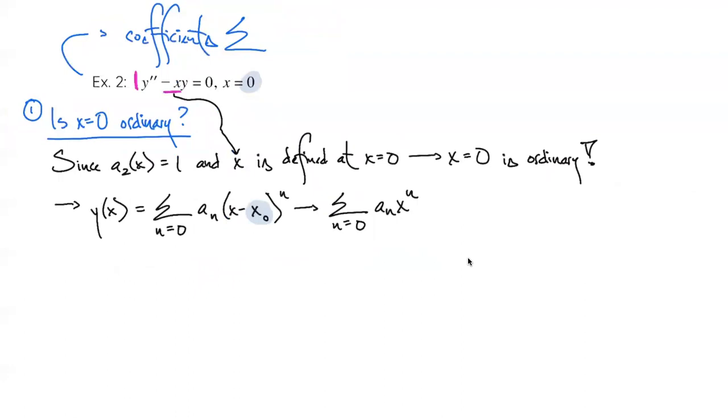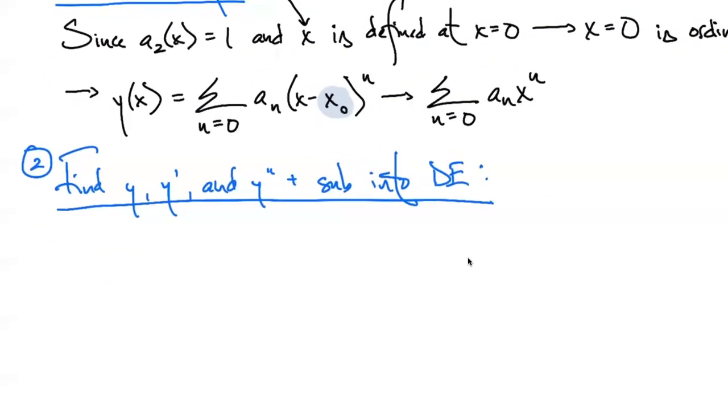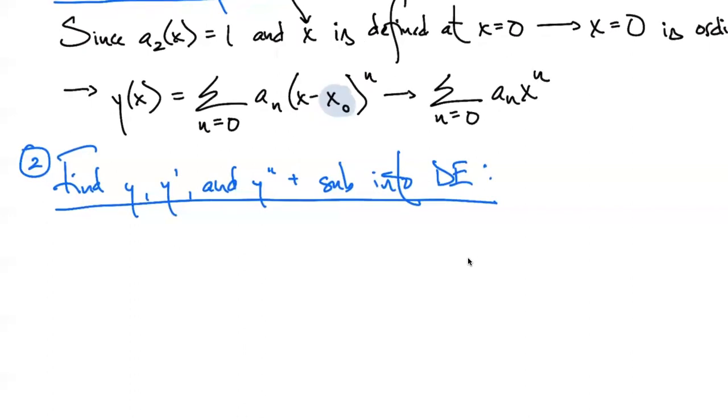All right, so after we establish that it is ordinary, then we can proceed. And we're going to proceed by finding y prime and y double prime, and subbing into our differential equation. All right, so that is a very common flow to a problem that we've seen, right? We find our y, we guess it, we find our y prime, we find our y double prime, and we sub everything into that differential equation. Only now we are finding these with series, right? And so we have our y of x equals the sum from n equals 0 of a sub n x to the n, right?